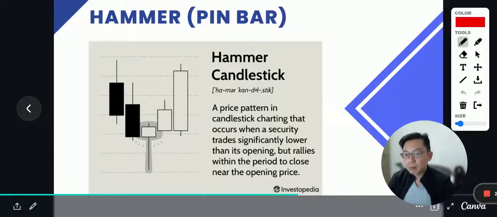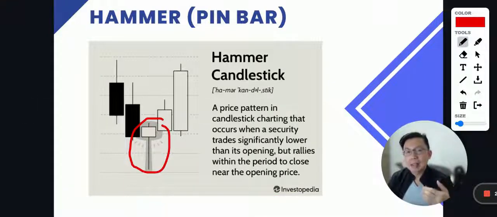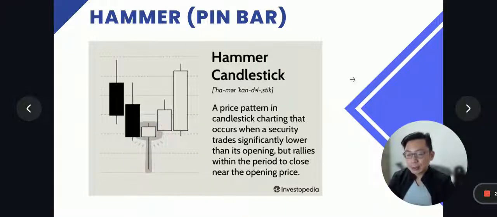A lot of retail traders, me included when I first started trading, whenever I saw a hammer candlestick pattern, I would get very excited. I'd think, oh, this is a reversal pattern, I should buy this, I should go long on this. But this is actually not very effective, based on my opinion. All right, so let's proceed.